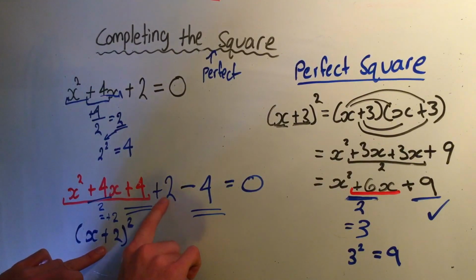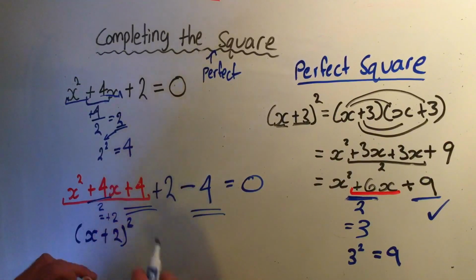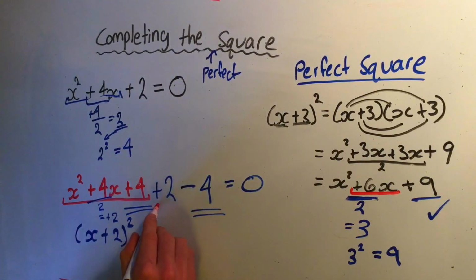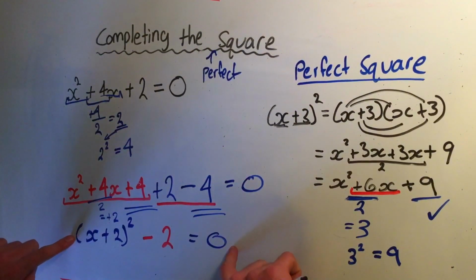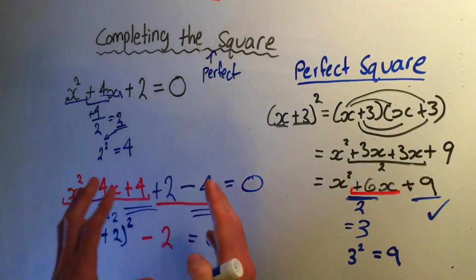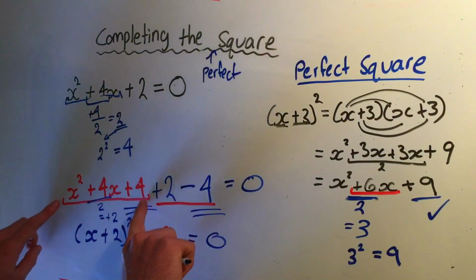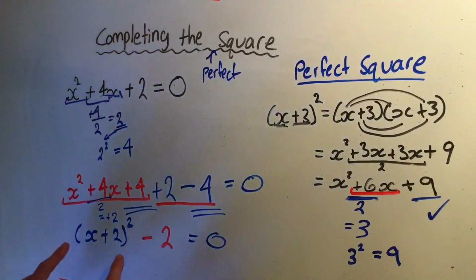Okay, what else did I have? I had plus 2 minus 4. So in terms of this bit, I'm going to work out what plus 2 minus 4 is, and that is minus 2, and then that whole thing is going to equal 0. So this line here is exactly the same as that line. I have just manipulated it to make this first bit a perfect square. So now I have a bracket.